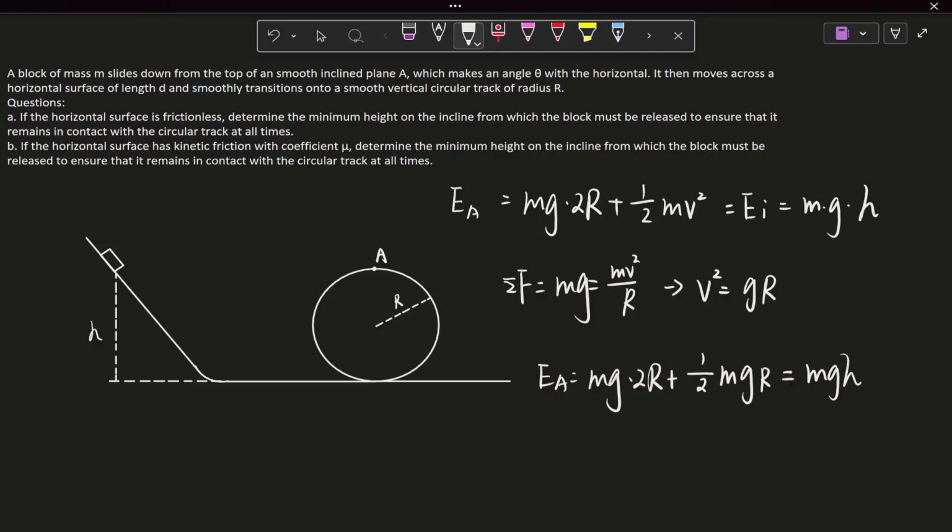And now we can see that these mg can actually be cancelled out. After we cancel them out, we can get h is actually equal to 2.5 r.